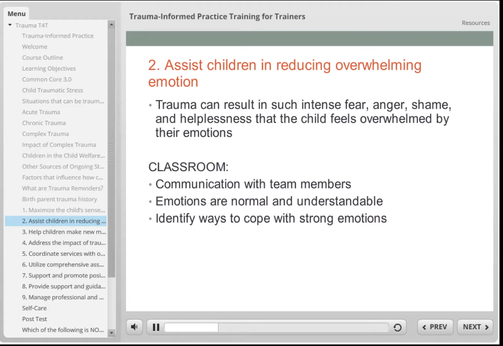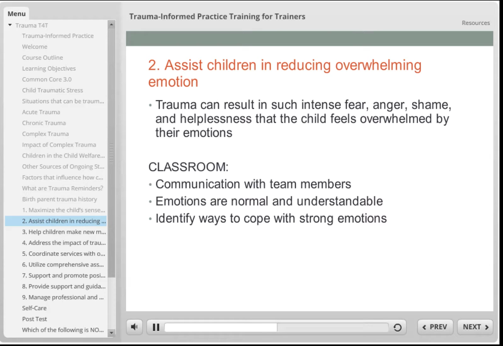Some ways that this can be highlighted in the classroom include encouraging communication with the child's team and other important adults about the child's trauma history. This helps others to understand what the child may be experiencing and respond in a way that promotes healing.